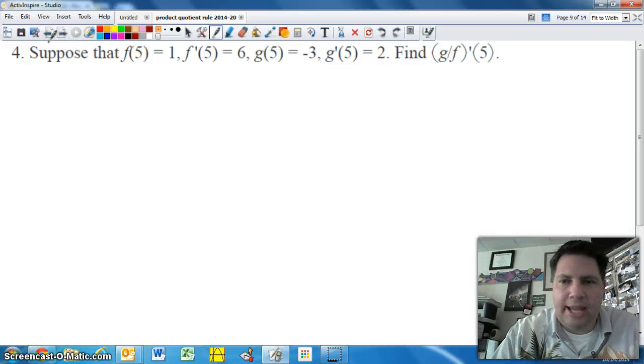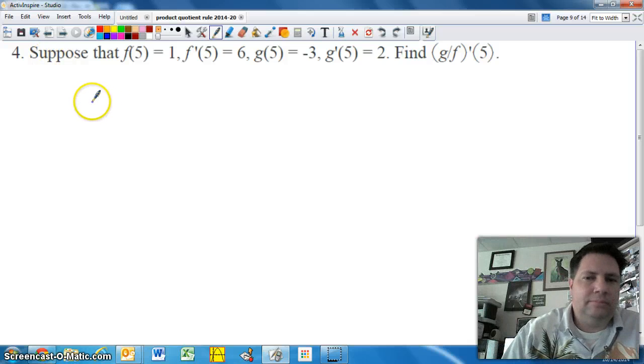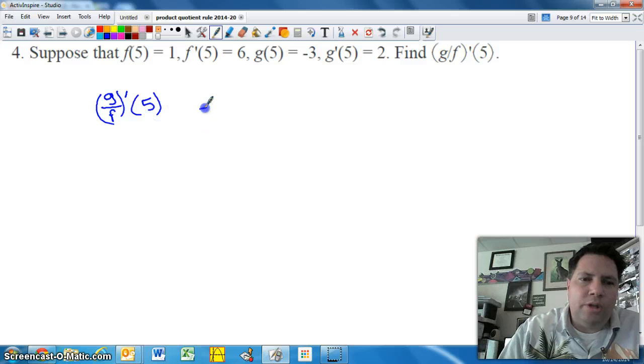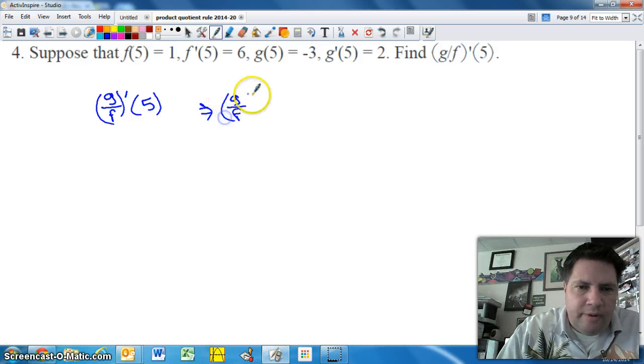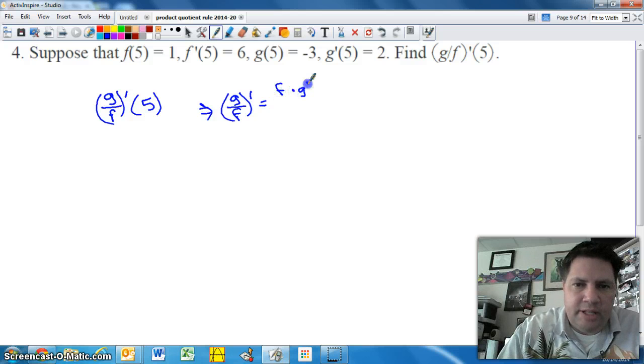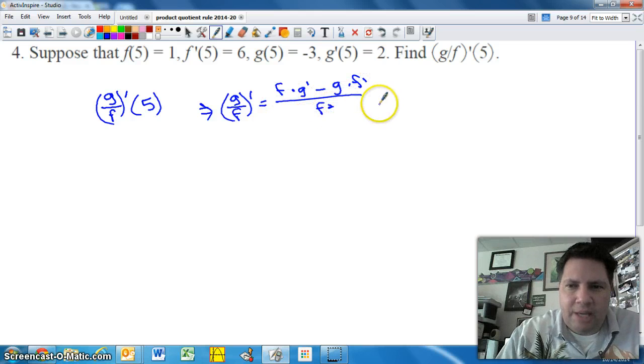Number 4. Okay, you try, pause it, come back when you're ready. This means we want the derivative at 5. Well, the derivative of g over f, so g over f, derivative means we've got to do the quotient rule again. Bottom times the derivative of the top minus top times the derivative of the bottom, all over bottom squared. And we want that evaluated at 5.